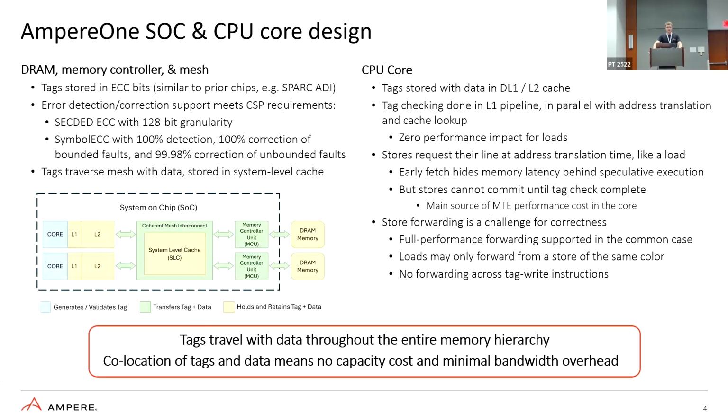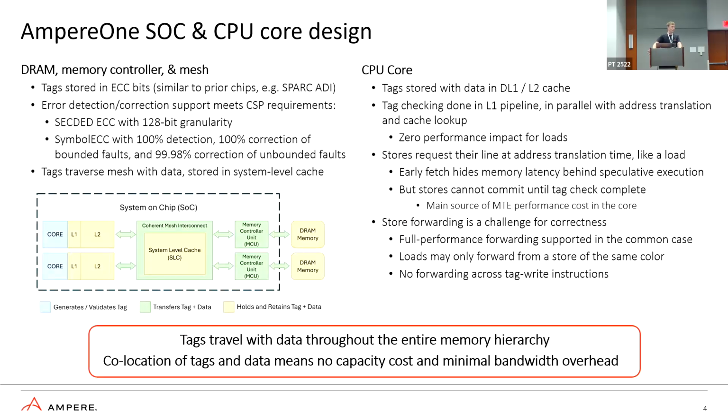Stores are a different story. When tagging is enabled, they request their line at address translation time as soon as possible, just like a load. And just like loads, that early fetch can often hide some or all of the memory latency behind the out-of-order execution of the core. But stores can't commit until they've performed their tag check because they might have to fault. And so that's the main source of the MTE performance overhead in the core, the delay of store completion.